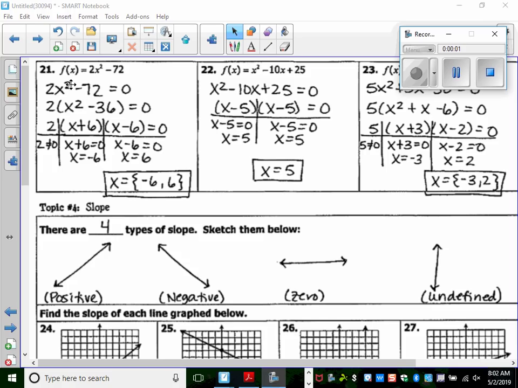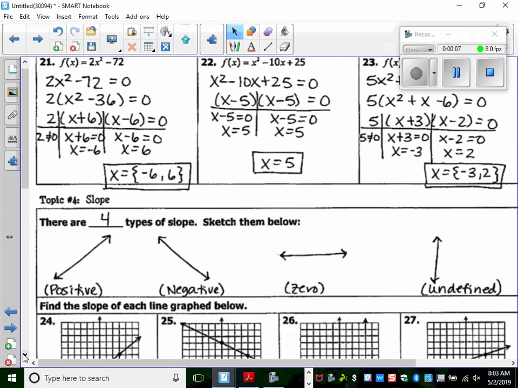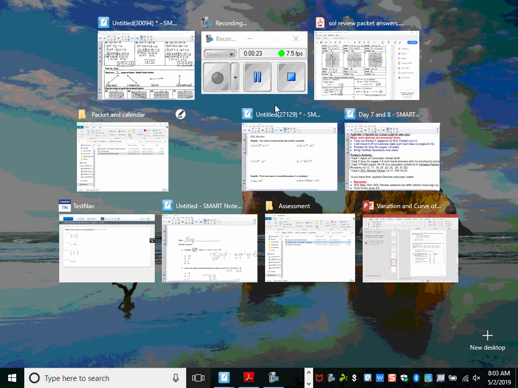Go over how you can take these answers. If you had these on your tests, you could use this particular app to come up with -6 and 6 and 5 and -3 and 2. It'll actually just give you the answer, right? So we're going to use the graphing calculator.